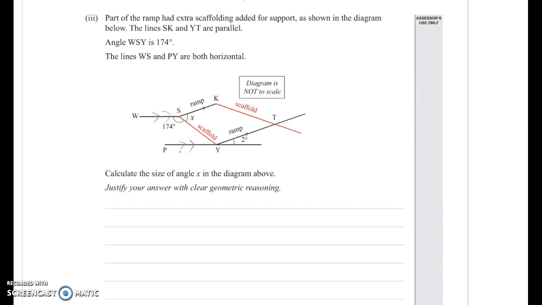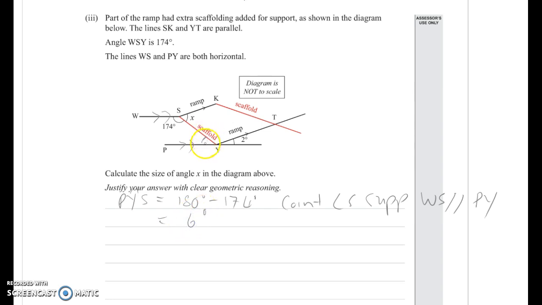So as soon as I've put that in, I can see I've got parallel lines here, so obviously that over there is going to be co-interior. So I know that PYS is equal to 180 degrees minus 174 degrees, and its co-interior angles are supplementary, and I know that WS is parallel to PY, given. So remember, you need to say that they're parallel. So PYS is equal to 6 degrees.